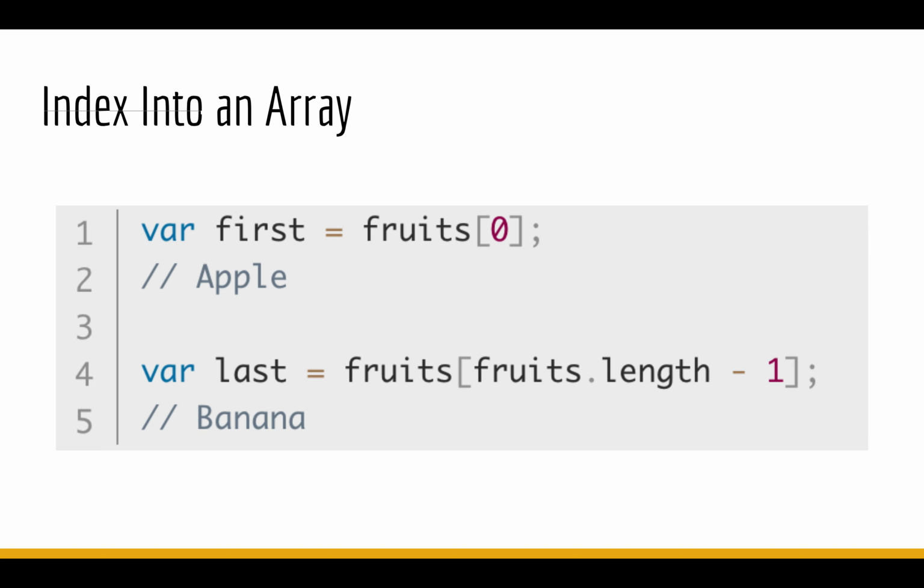Now, indexing into an array is just as you would imagine. We can put in a value, or anything we can evaluate as JavaScript, inside of these square brackets. So this is going to give us the last element, because we're doing the length of the array minus 1. So either you can give a literal number or evaluate a JavaScript expression to index into an array.